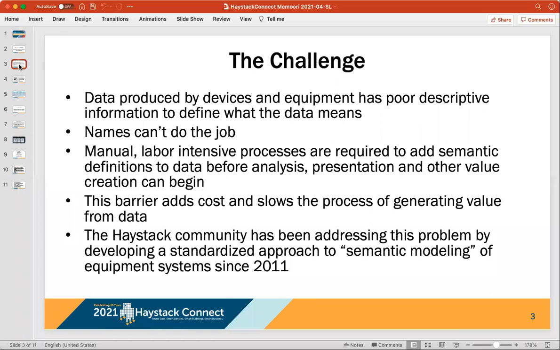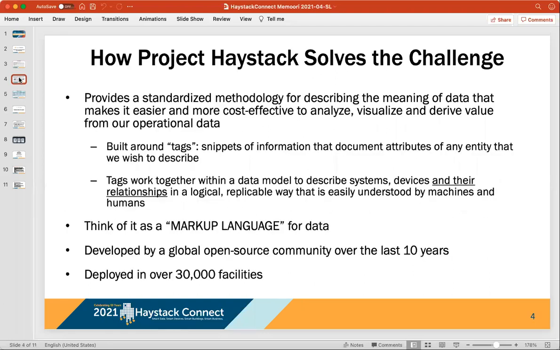And so that's what we set out to help solve: develop a standardized approach to what's considered semantic modeling of equipment systems. And as we noted, we've been at it for 10 years. One of the important things is that, in addition to providing this standardized methodology, this has been developed by a global open source community over the last 10 years. And I think that's worth highlighting.